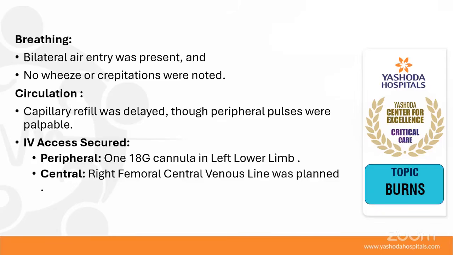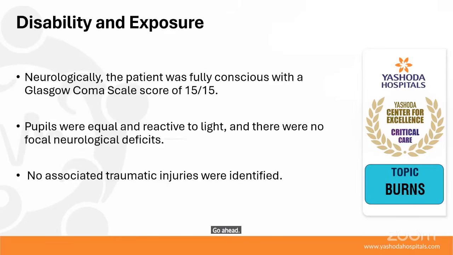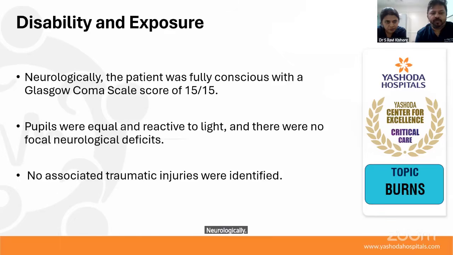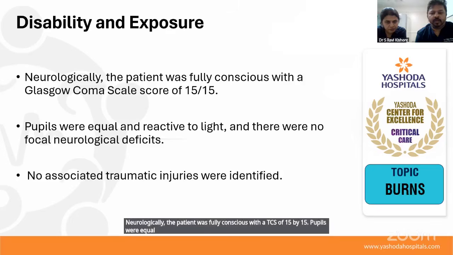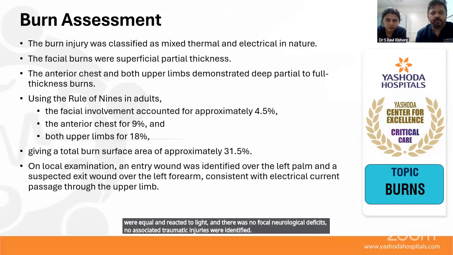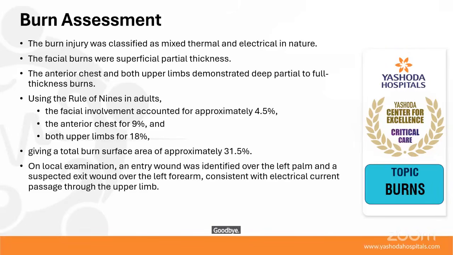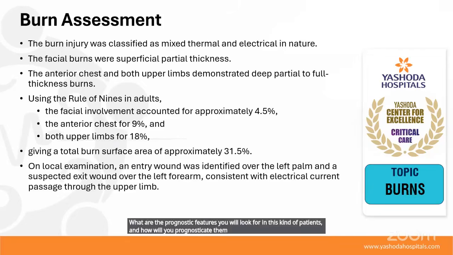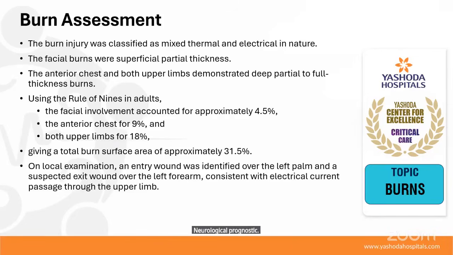Yep, go ahead. Neurologically, the patient was fully conscious with a GCS of 15/15. Pupils were equal and reacted to light, and there were no focal neurological deficits. No associated traumatic injuries were identified. Okay. What are the prognostic features you will look for in these kinds of patients, and how will you prognosticate them? Neurological prognostic, basically.